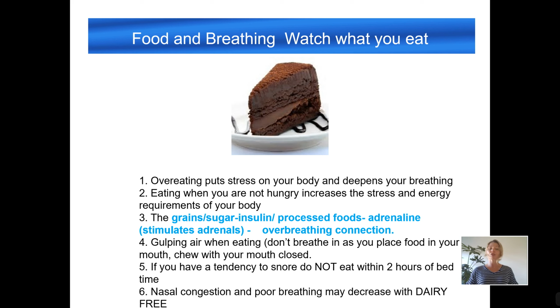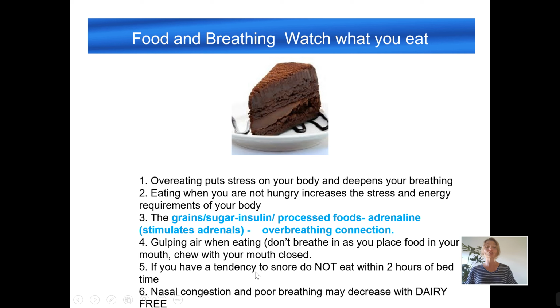Eating foods that are going to trigger adrenaline, so our sugary, processed, grainy foods, they are going to stimulate our adrenals to make adrenaline, and adrenaline is going to cause us to breathe faster. Gulping air when we eat. So what we want to do is chew with our mouth closed, so we're breathing in and out through our nose as always, and we don't want to breathe in as we place the food in your mouth. So you want to just have a little pause there so you're not throwing it all in together at the same time as a big deep breath.